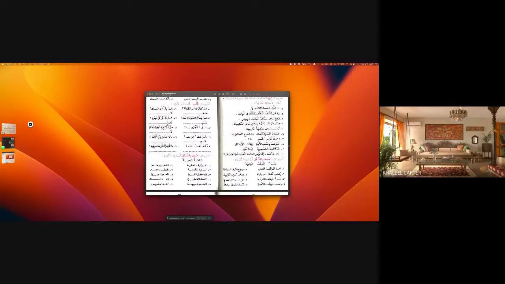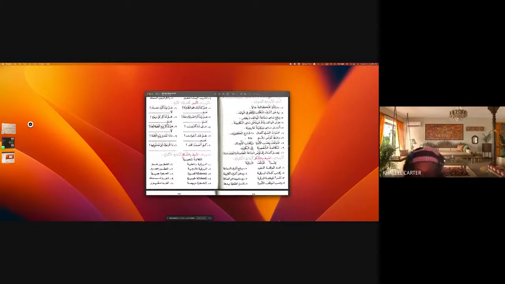Okay, so, but this one is a little different because this here is a jumla ismiya. This is a jumla ismiya, okay? Yusuf is the mubtada. That's the mawdu' al-jumla. That's what the sentence is talking about, right? And it starts off with it. And then what tells us about it is this jumla here. Yadkhulu. Yusuf enters.